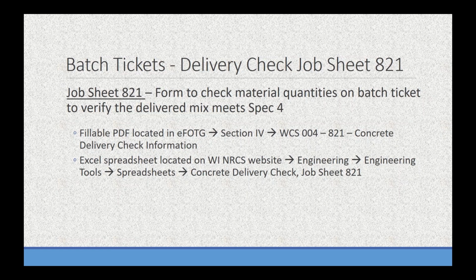There's a fillable PDF located in Section 4 of the Field Office Technical Guide. It's going to be right under WCS 4, the actual concrete spec. So that's a fillable PDF. You could print that out, print out copies, bring that to the field, use those to check your batch tickets. There's also an Excel spreadsheet that incorporates all of those data entries and actually does some of the calculating for you. That's going to be on the NRCS website under engineering tools spreadsheets. This comes in handy if we have some sort of electronic device on the site that allows us to use an Excel spreadsheet.